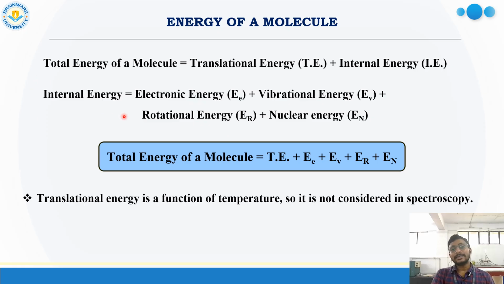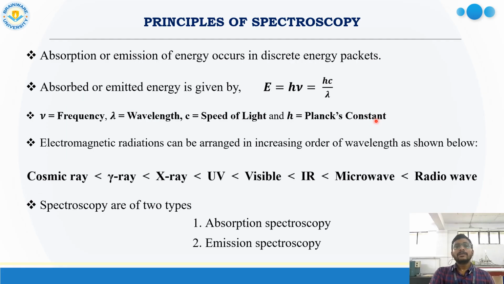What are the internal energies? Internal energies are electronic energy, vibrational energy, rotational energy, and nuclear energy. In this chapter we are interested in electronic energy. Electronic energy corresponds to the ultraviolet or visible range of the electromagnetic spectrum. Vibrational energy corresponds to our infrared region. Rotational energy corresponds to the microwave region. It goes like that.